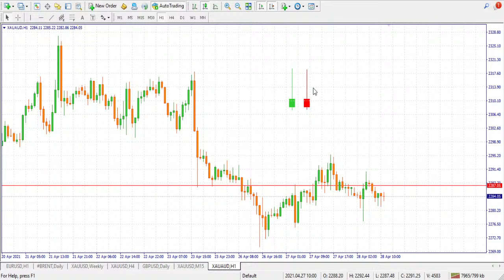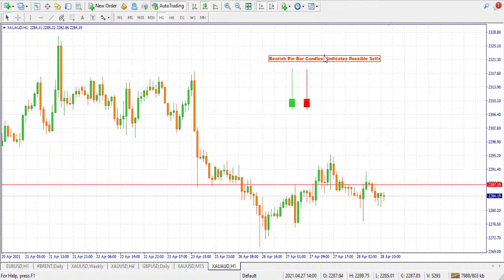So we'll put that name here. The word bearish means sell candles. Bearish pin bar candles indicate a possible sell. I'm using the word possible because it's not a guarantee that if you pick a sell when this happens, that sell will go the correct way. But whenever you see this candle, there are high chances that the price may continue to the lower side. There are chances that the next few candles may proceed even lower.